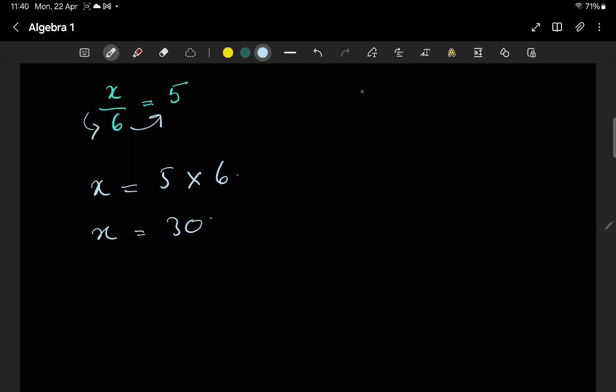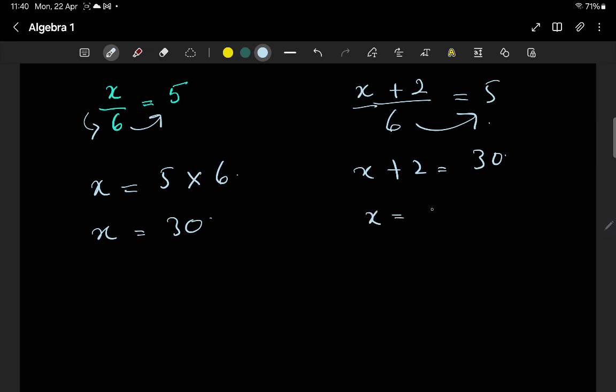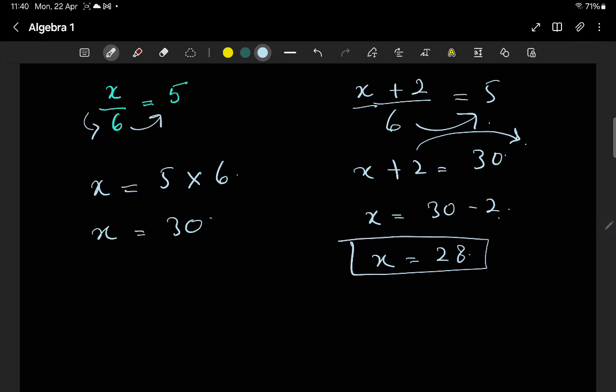Okay, so let's say, for example, we have a number like this, x plus 2 over 6 equal 5. So what will we do? Again, we will send 6 here, 6 times 5 is 30, and then this is the plus sign, it goes there, so 30 minus 2 is 28. So this is the answer.